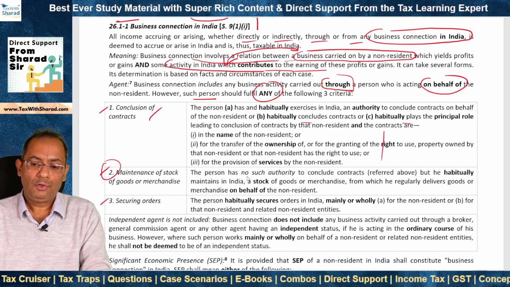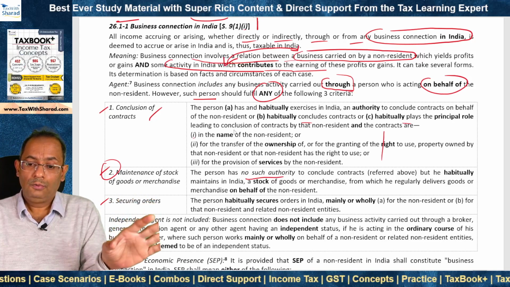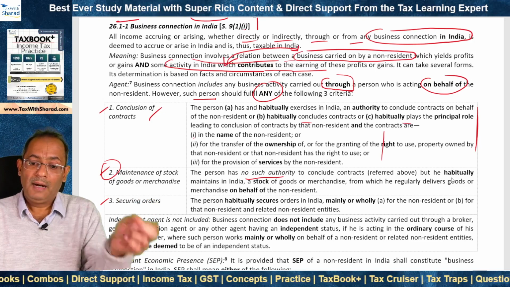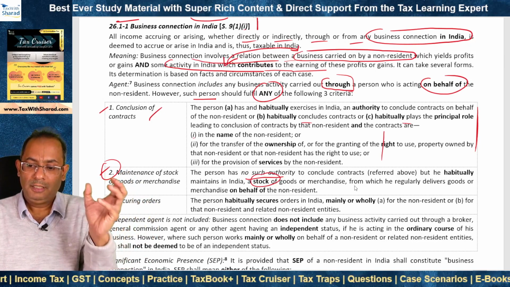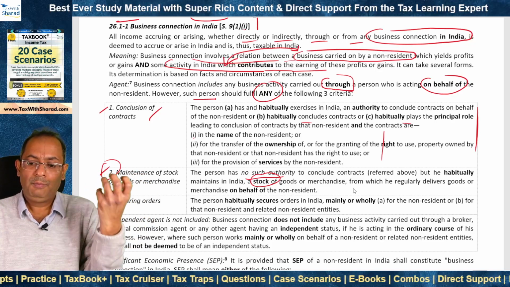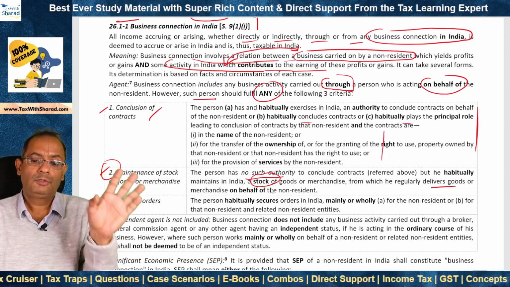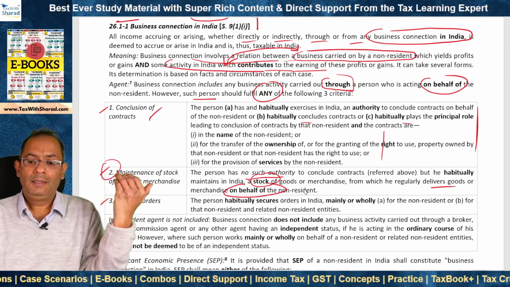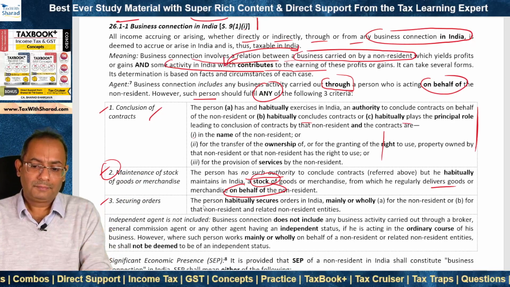Similarly, as per criteria 2, even if the person has no such authority to conclude contracts, as is referred to in item number 1, but he habitually maintains in India a stock of goods or merchandise belonging to the non-resident, from which he regularly delivers such goods or merchandise on behalf of the non-resident, then the business connection will be said to have arisen in India.